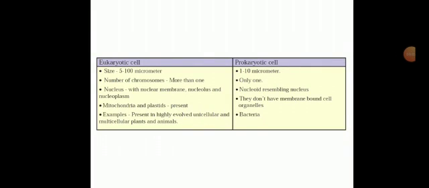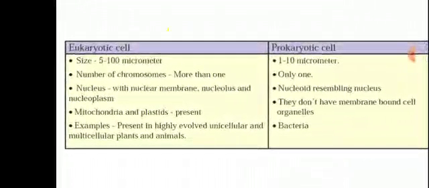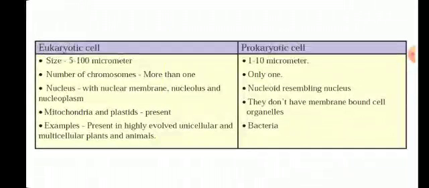Here is the difference between eukaryotic cell and prokaryotic cell. Different points are listed here. How eukaryotic cell is different from prokaryotic cell. Size of eukaryotic cell is 5 to 100 micrometer and prokaryotic cell has size 1 to 10 micrometer.